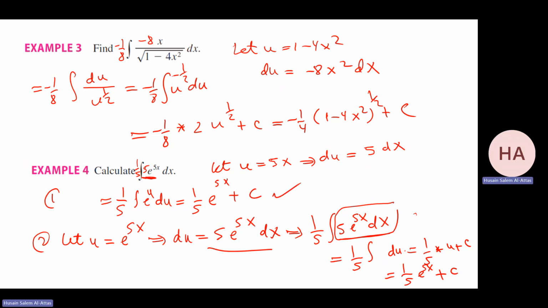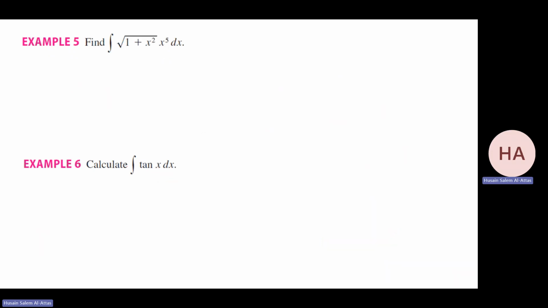As I say, the most important thing about these substitution problems is that we need to find the substitution which will make the new integral easy to do. Sometimes it's not only one way. So you need to be careful about the calculation. This is a little bit tricky.